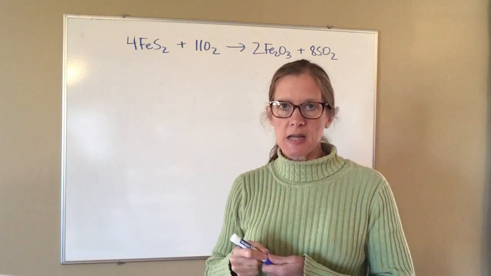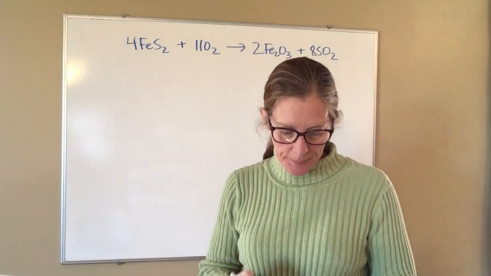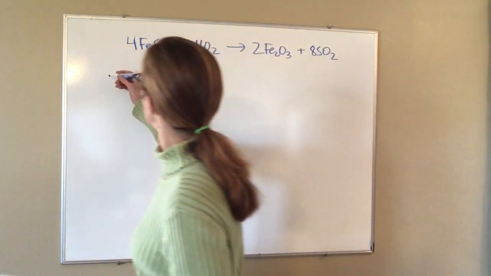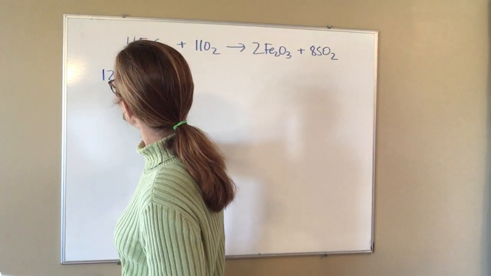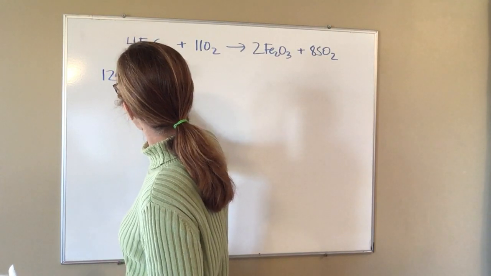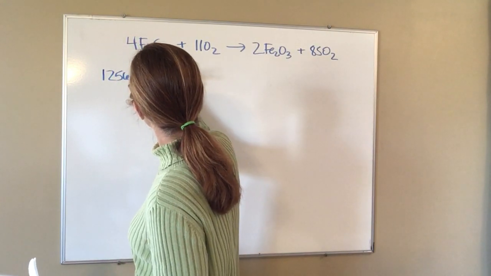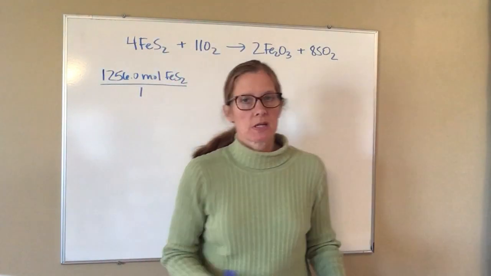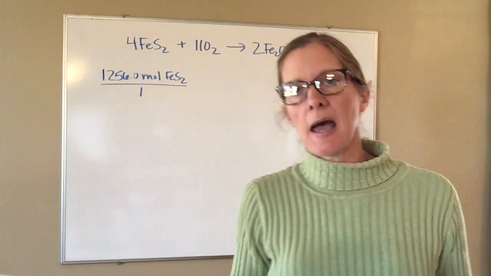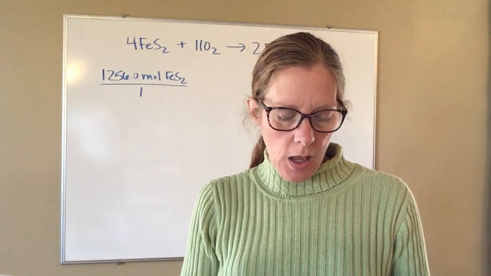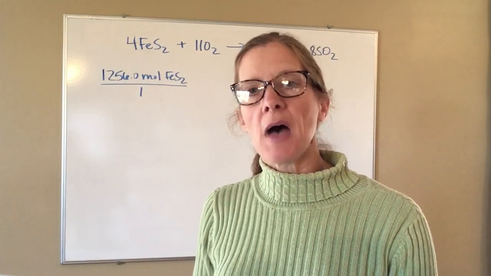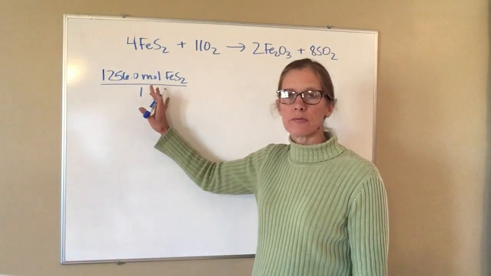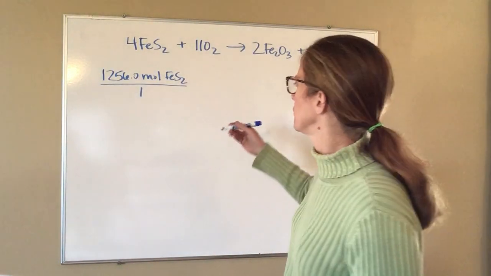Okay, so let's take this example problem that we've been given here. So I've got 1,256.0 moles of FeS2. And just like any other type of problem I'm working, I take that and I'm going to put it over 1. The question is, how many moles of oxygen am I going to need to be able to react all of this so that I don't have anything left over?